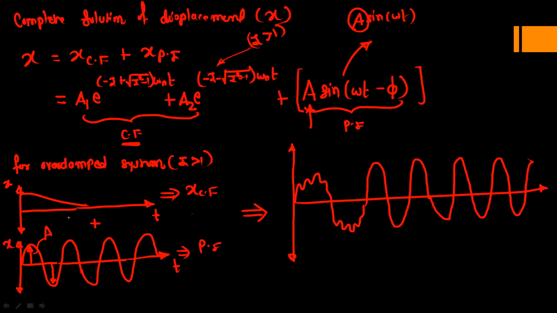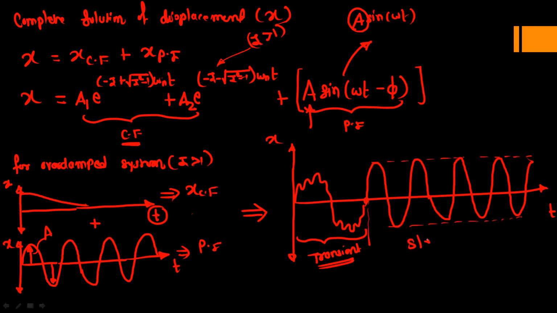That means if you add both the waveforms and plot this complete equation on the displacement versus time, then you will observe such type of waveform. This part is called a transient. Transient means there is an effect on the displacement for a specific interval with respect to time. After this point, you can observe its amplitude is constant. So this is called a steady state.